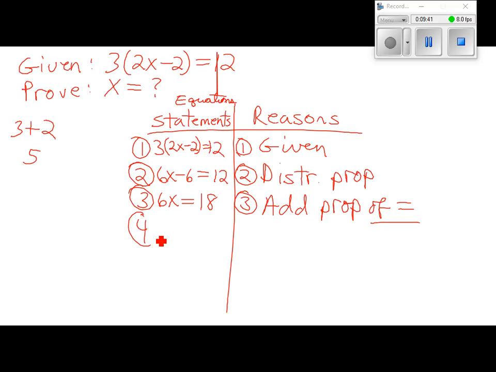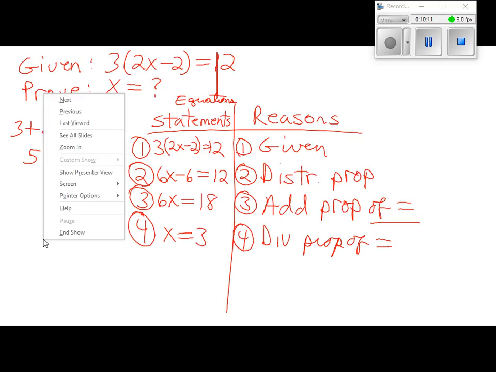Then what? So what do you end up with? Division, x equals 3. What's our reason? Division property of equality. Now notice I will abbreviate just about everything that we do for the rest of the year in here. What's the two words I told you last time? Do not abbreviate. Subtraction and substitution. That help any? See, I'm not that bad a guy.